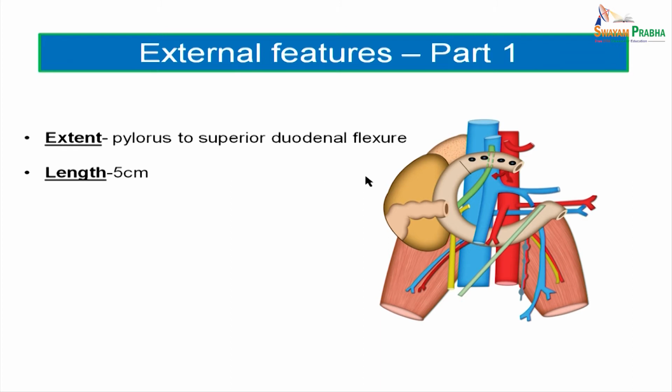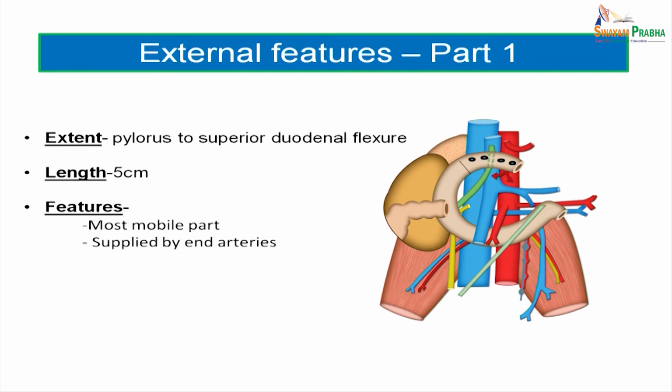Its length is about 5 centimeters, and an important feature is that it is the most movable part of the duodenum. In fact, the proximal part of the duodenum, the first initial part, is attached to the lesser omentum. That makes this part of the duodenum more mobile compared to the rest of the duodenum, which is retroperitoneal.